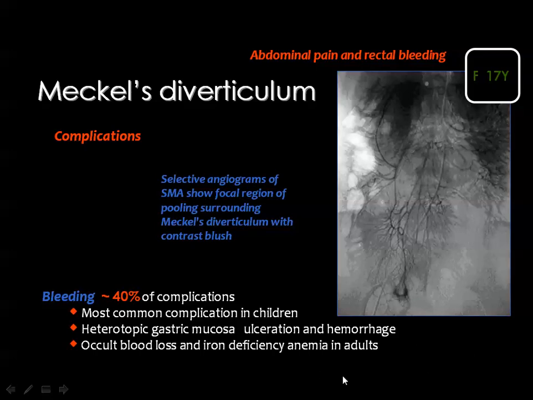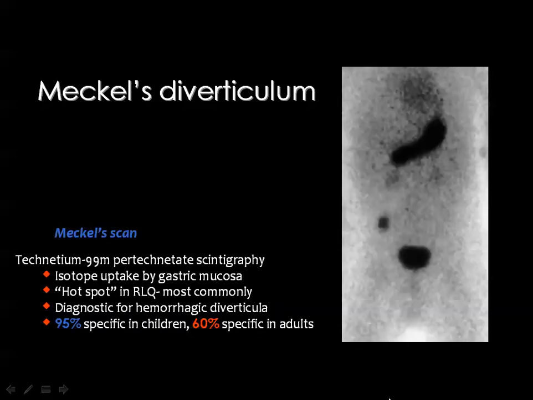And you know that one of the common complications, which may reach about 40%, of this diverticulum is hemorrhage. That's because the heterotopic gastric mucosa may ulcerate and result in hemorrhage in patients with Meckel's diverticulum. And this is one of the techniques also used to confirm the diagnosis of Meckel's diverticulum, which is known as Meckel's scan.